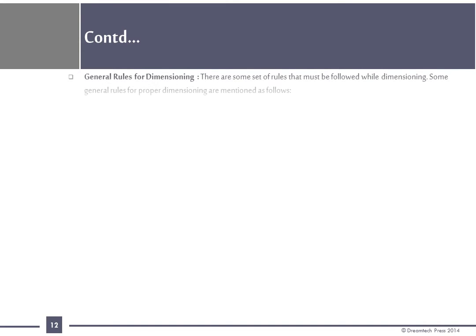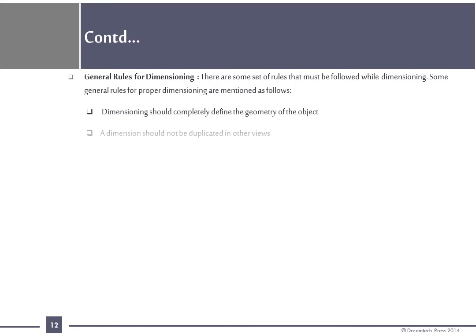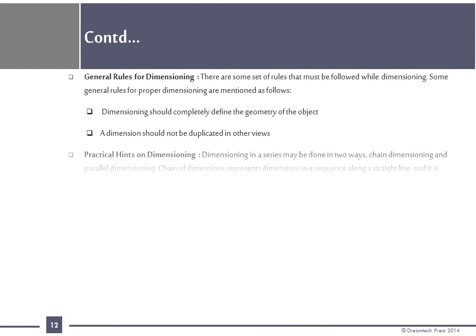General rules for dimensioning. There are some set of rules that must be followed while dimensioning. Some general rules for proper dimensioning are mentioned as follows. Dimensioning should completely define the geometry of the object. A dimension should not be duplicated in other views.